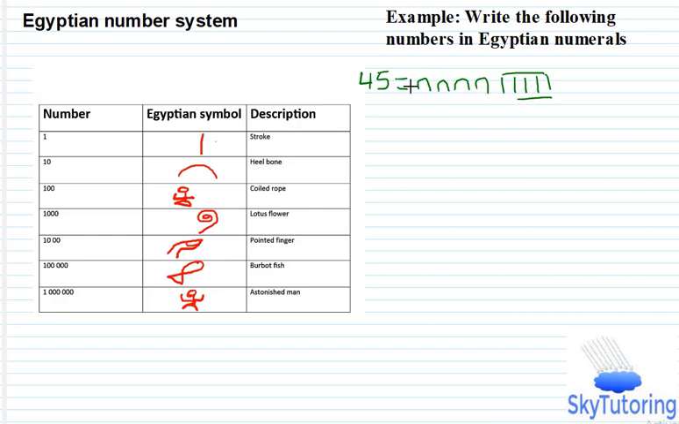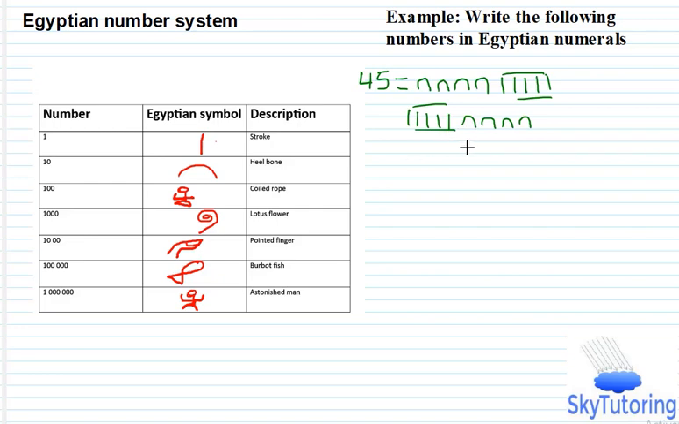Now, I can decide to write it the other way. I can decide to start with 5, like this, and write my 40 this way. I'll still be correct. That's why I say the Egyptian system does not really have an orderly representation. I can put my heel bone in the middle or at the end or wherever I want to. It does not really have an order. What matters most is the individual representation of the symbols.